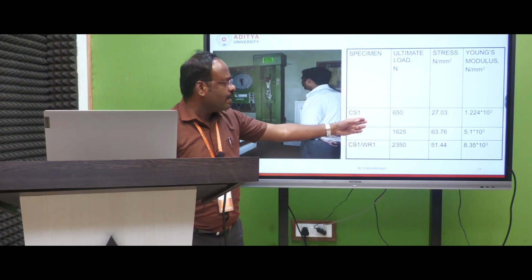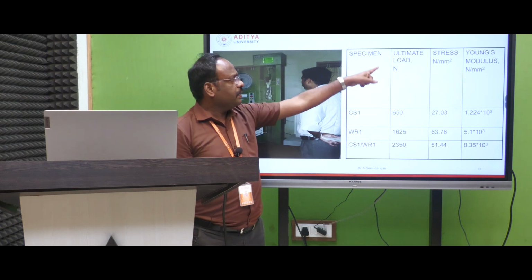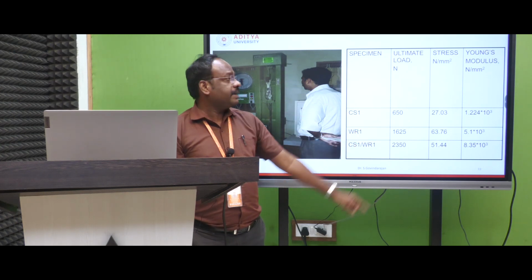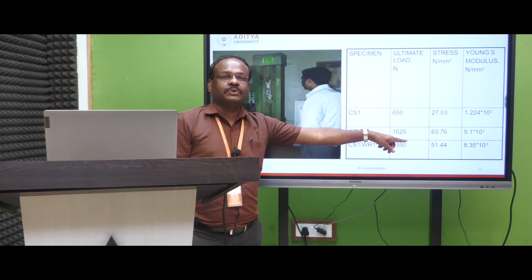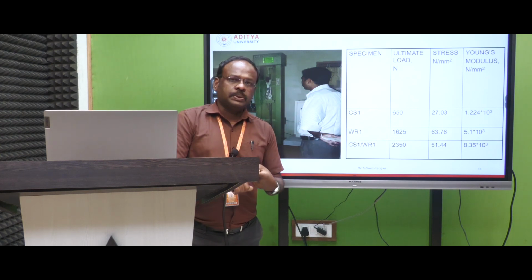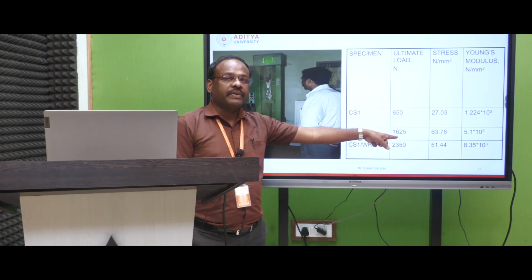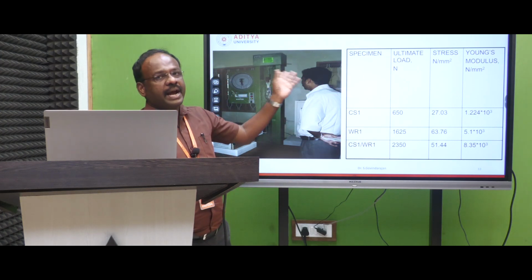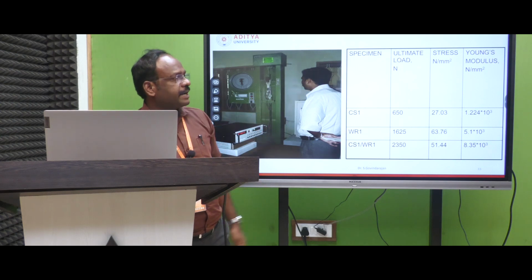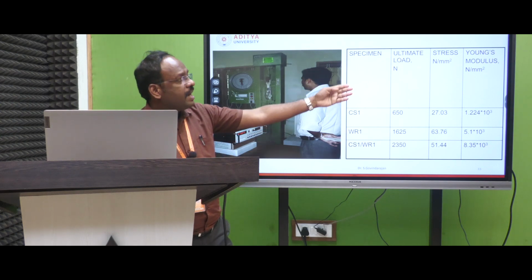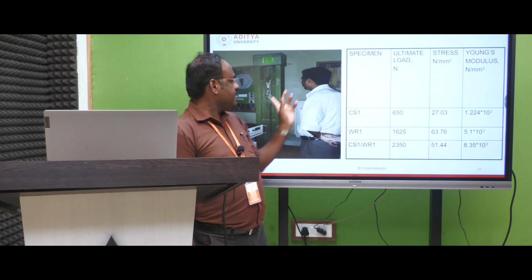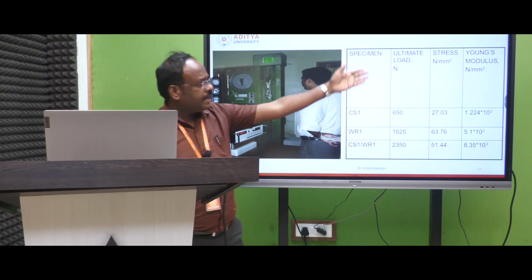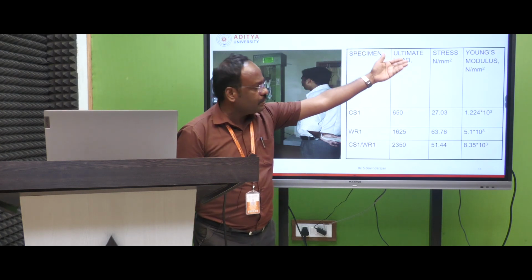With only chopped strand mat, you get an ultimate load of 650. With WRM, the maximum load is 1625. With the combination of these two, the value is 2350 Newton per mm square. For the stress value, you know the load and you know the area, so you easily calculate stress as load by area, and Young's modulus is stress by strain. The strain indicator easily gives the strain value, then you calculate Young's modulus in Newton per mm square.